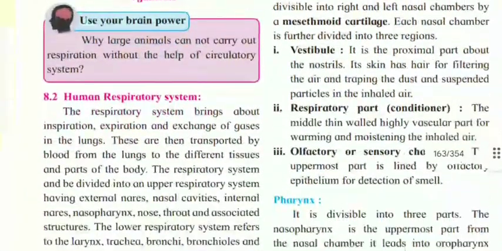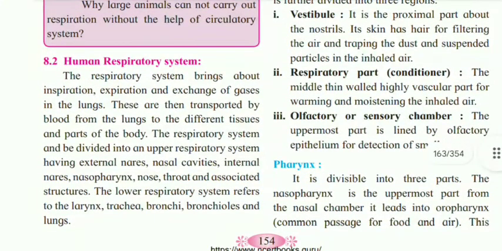Now let's see human respiratory system. The respiratory system brings about inspiration, expiration, and exchange of gases in the lung. These are then transported by blood from the lungs to the different tissues and parts of the body. The respiratory system can be divided into an upper respiratory system having external nares, nasal cavities, internal nares, nasopharynx, nose, throat, and associated structures. The lower respiratory system refers to the larynx, trachea, bronchi, bronchioles, and lungs.